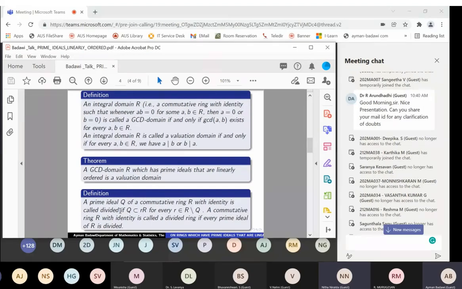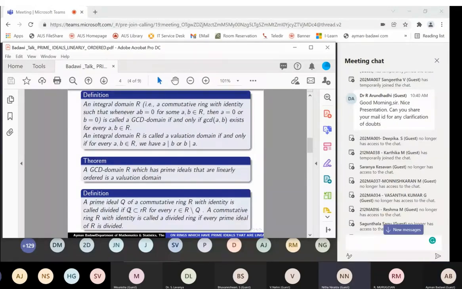This class of prime ideals was first studied by David E. Dobbs. Maybe some of you have heard the name. And then later on, I studied it for rings in general. David E. Dobbs did it for integral domains, and I did it for commutative rings in general. So this is the concept of divided prime.